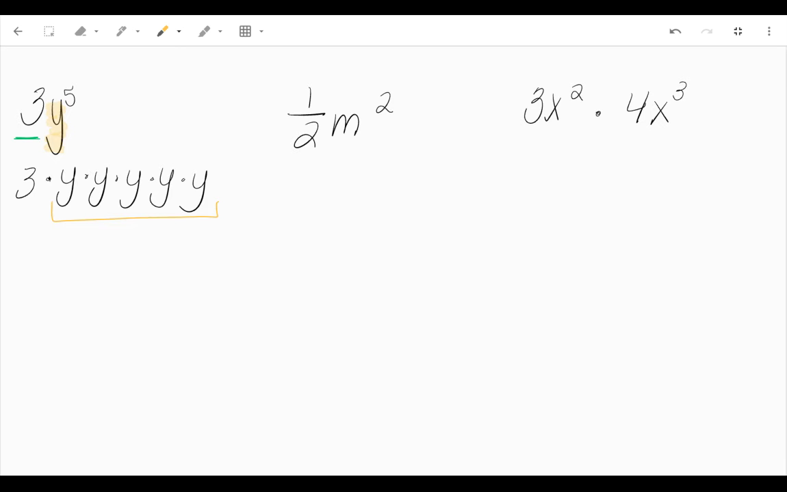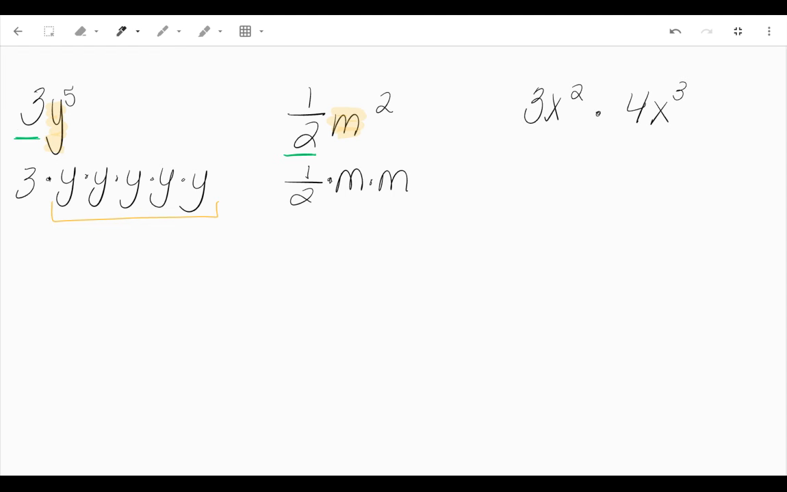Similar problem with the next one. I have 1/2 out in front as my coefficient. So instead of a whole number like we had in the first problem, which was 3, we can have a fraction, which is 1/2. And then my variable, m, is being raised to the power of 2. So when I go to expand that again, I have 1/2, and that m is being raised to the power of 2, so that means I have times m, so 2 m's.